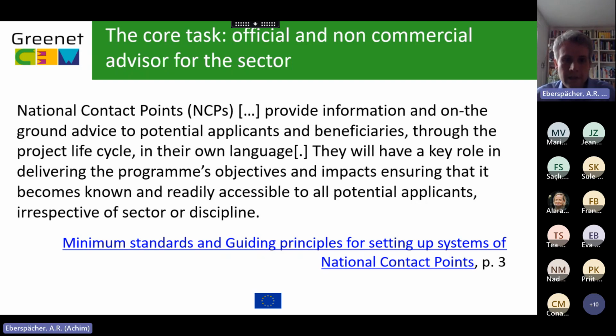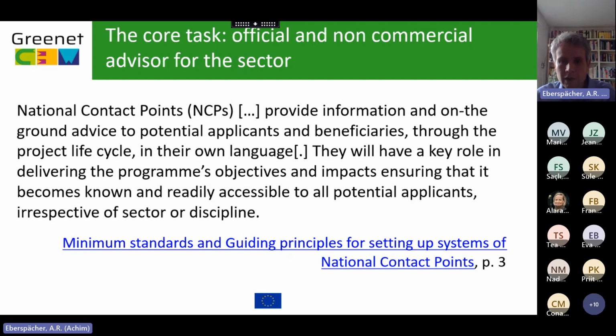So our core tasks described in this document: national contact points provide information and on-the-ground advice to potential applicants and beneficiaries, so the sector, through the project lifecycle in their own language. That differs, of course, from country to country. In the Netherlands, I would say maybe half of my meetings and interviews are in English, because a lot of persons at the knowledge institutions, technical universities in the Netherlands, don't speak Dutch.